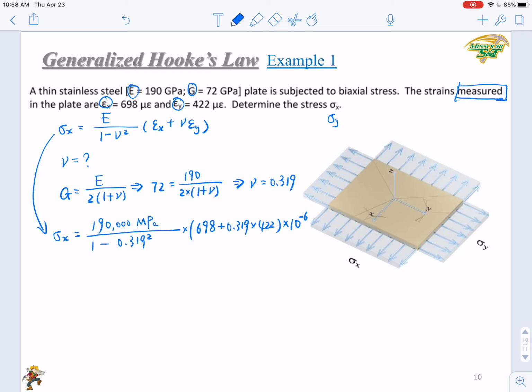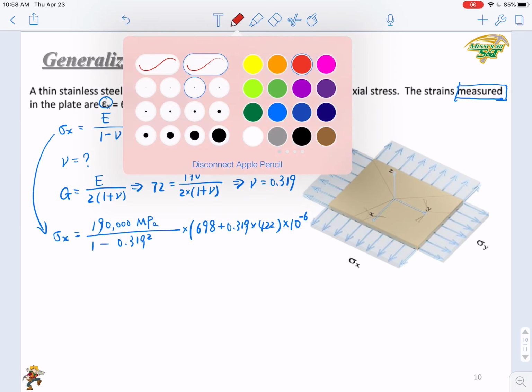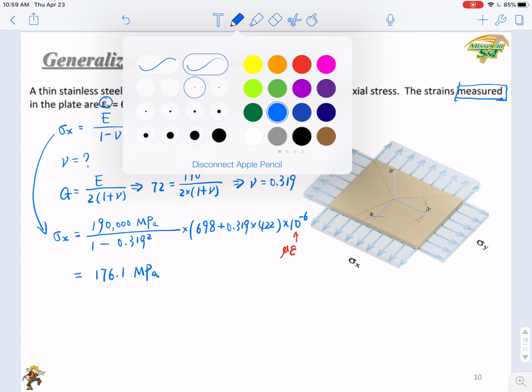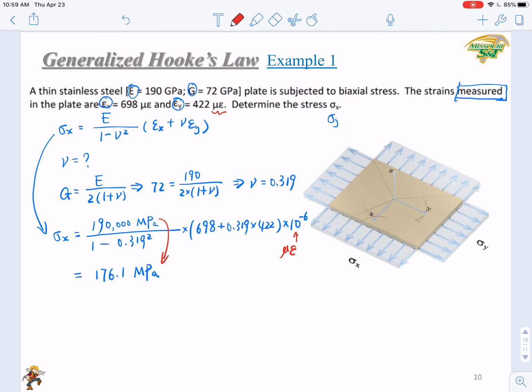Why do we need this? Because the unit here is microstrain. 1 micro is just 10 to the negative 6. Here our result will be 176.1 MPa. So this is the unit. That's it.